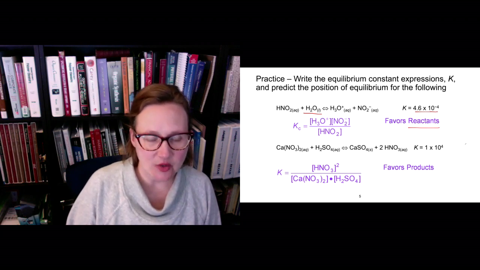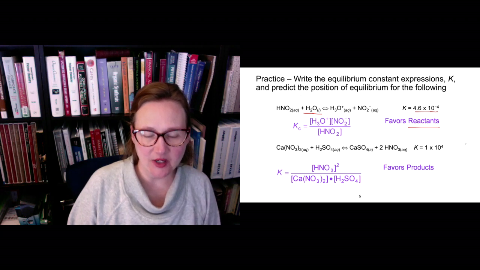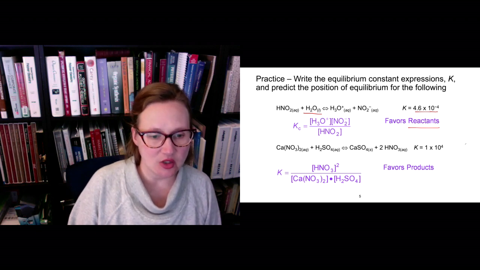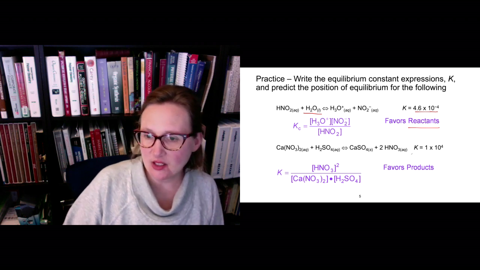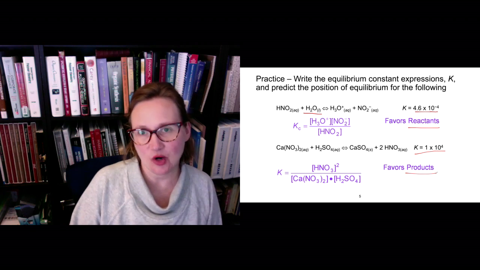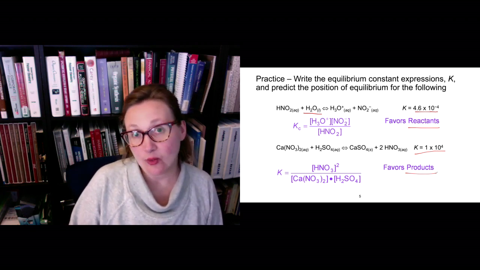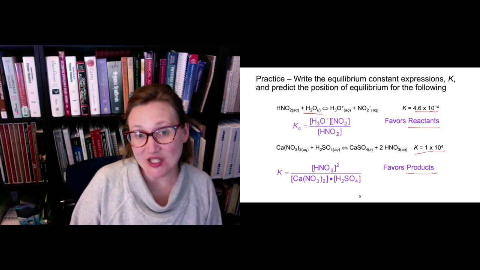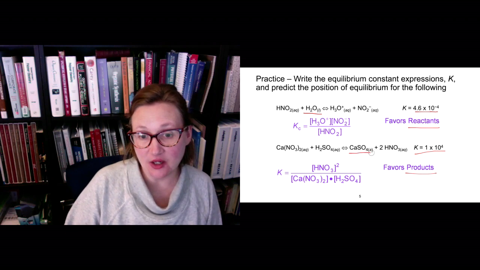Right, so let's look at the bottom reaction. Here we have a precipitation reaction, but in our K expression, we're not going to include that solid. So we just have HNO3 squared divided by calcium nitrate times sulfuric acid. If we look at this reaction, we see we have a very large K, therefore it favors products. So it's important to remember when we're writing these equilibrium expressions not to include pure liquids like our water and not to include solids like our calcium sulfate.